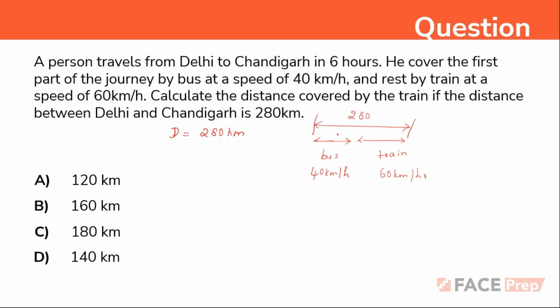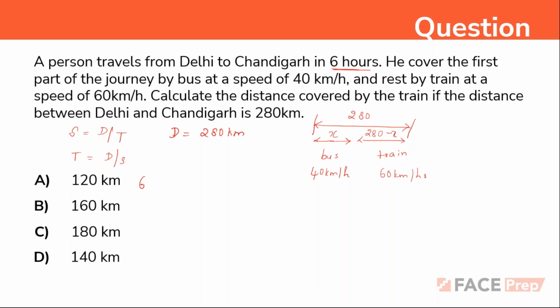Now, what I'm going to do is consider the distance covered by bus as X. So if this is X, the distance covered by train will be 280 minus X, because my total distance is 280, right? Now we know the formula, that is speed is equal to distance by time. So time is equal to distance by speed, because they have mentioned the time here. A person travels from Delhi to Chandigarh in 6 hours. So basically, the particular person is covering 280 kilometer in 6 hours. First part at one particular speed and next part at another particular speed, right?